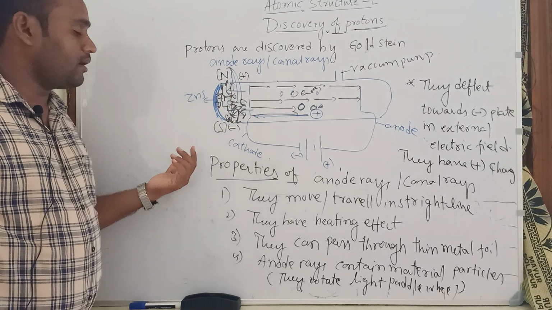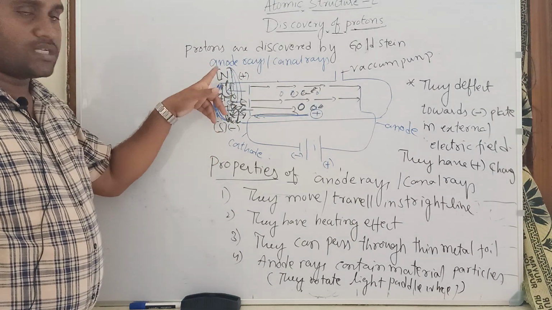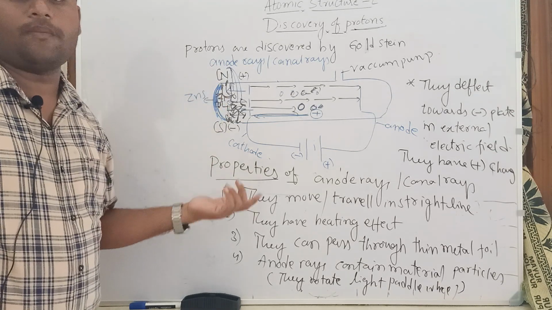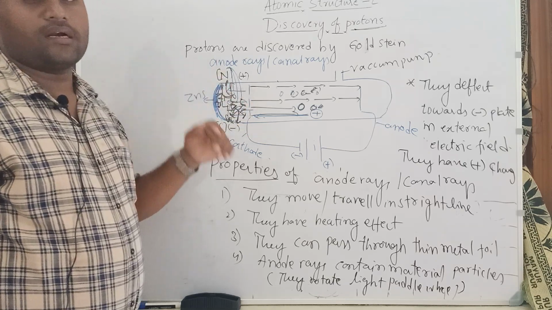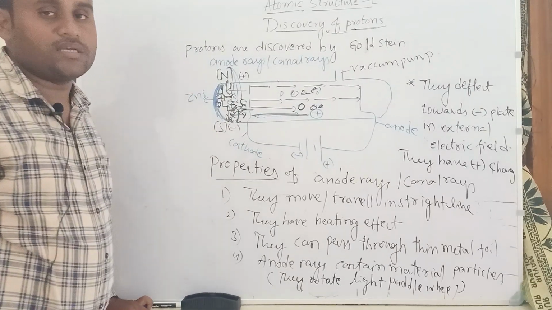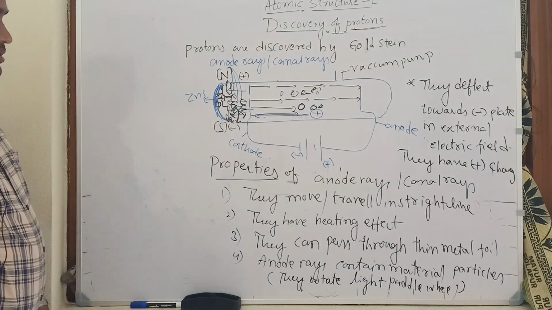This again we can confirm by using an external magnetic field. When you apply an external magnetic field, these anode rays are attracted towards the north pole, which means they are nothing but positively charged particles, right?